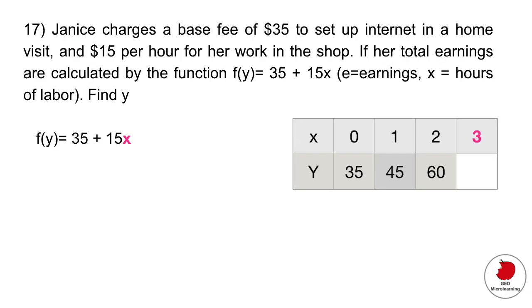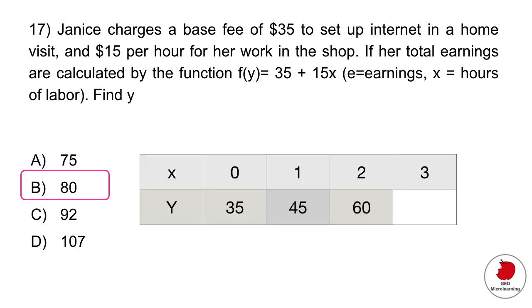Okay, so what you're going to do here is that they're asking us to find out the value for x for 3, right? So what you would do is plug in that x value into your equation like such. And then all you have to do is multiply that 15 by 3. That gives you 45. Plus 35, that gives you 80. Okay, so 80 is equal to option B.